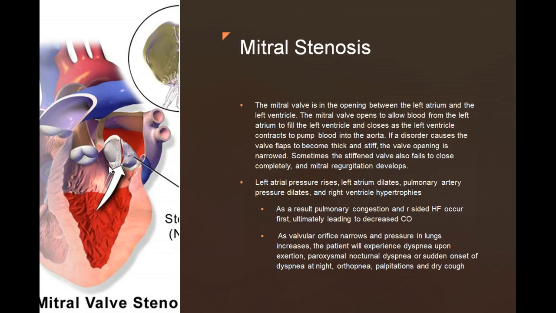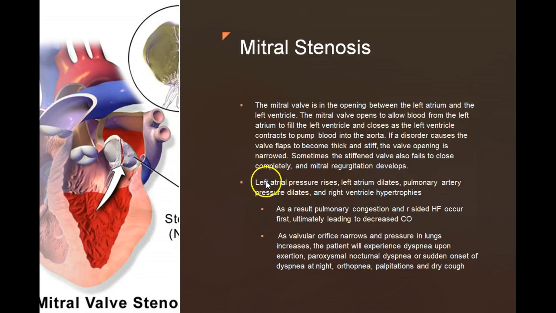With this disorder, what happens is these valves become thick or stiff, and the valve openings end up becoming narrowed, and they don't open all the way. Sometimes the stiffened valves also fail to close completely, and then we can end up having mitral regurgitation, which we'll talk about shortly. When we have this narrowing of these valves, this results in an increase in atrial pressure.